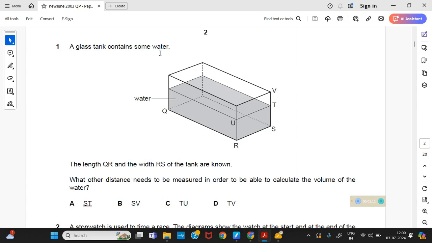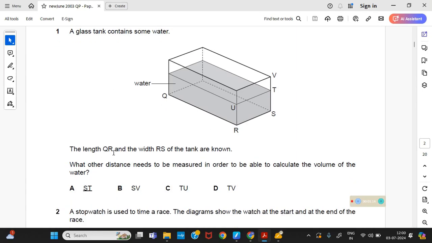A glass tank contains some water. The length QR and the width RS of the tank are known. This is the length QR and this is RS. This is known. What other distance needs to be measured in order to be able to calculate the volume of the water? If we want to calculate the volume of water, we should know.